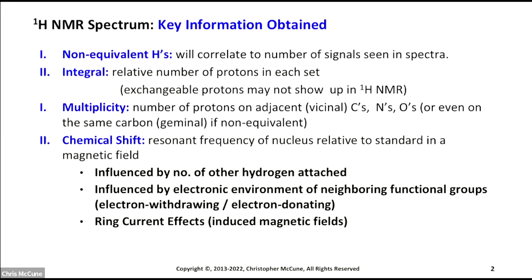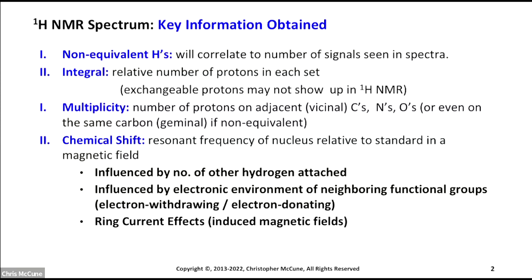The multiplicity, this is the splitting pattern. And this will tell you about the number of protons on adjacent or vicinal carbons, nitrogens, and oxygens, or even on the same carbon, geminal, if they are non-equivalent. Chemical shift, this is the resonant frequency of the nucleus relative to the standard in a magnetic field. And so this is going to be influenced by the number of other hydrogen groups attached, or influenced by the electronic environment of the neighboring functional groups. And so what I mean by that is the electron withdrawing or electron donating effect of those adjacent groups nearby.